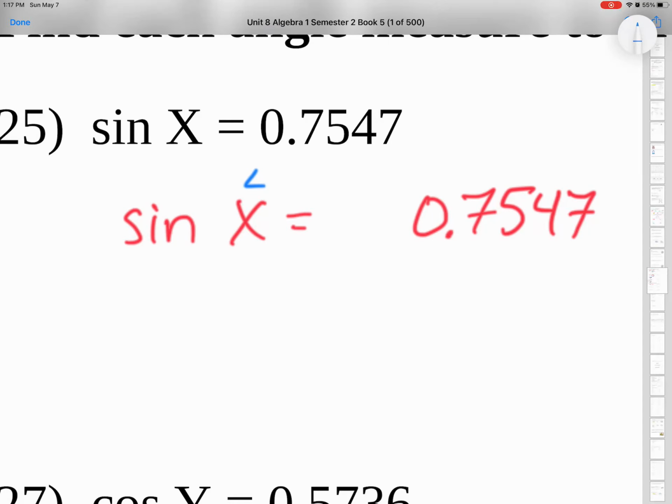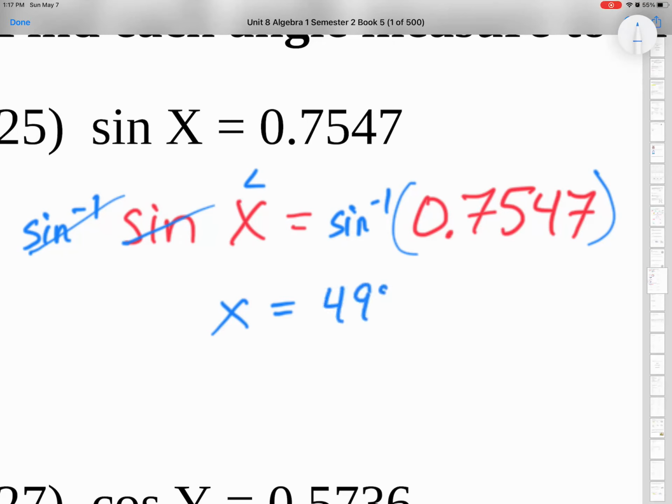Essentially, all you need to do is just do the sine inverse of both sides. Boom, x is all alone equals, and then dump that into the calculator. That's all. And so when we do the sine inverse of this decimal, we end up with about 49 degrees. And boom, there's your angle.